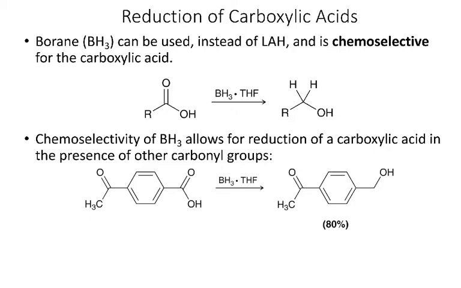So for example, if we treat this compound with lithium aluminum hydride, it's going to convert both the carboxylic acid and the ketone into alcohols. But if we treat it with borane, because borane is chemoselective for the carboxylic acid, it's going to leave the ketone alone, and it's only going to convert the carboxylic acid into the alcohol. It's going to leave the ketone alone.